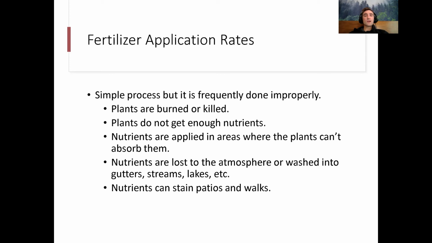We can potentially apply nutrients in areas where the plants can't absorb them. We can have nutrients be lost to the atmosphere or washed into the stormwater system, gutters, streams, and lakes. We don't want either of those to happen. That's pollution. And even on the small scale, you can get fertilizer nutrients applied to the walkways and the patios, and that will stain sidewalk. It'll be unsightly, and it's just not a good practice. It also wastes money and is disrespect for the resource.